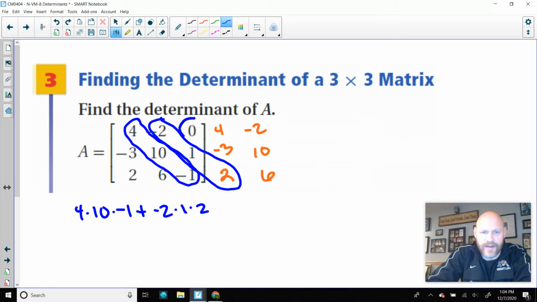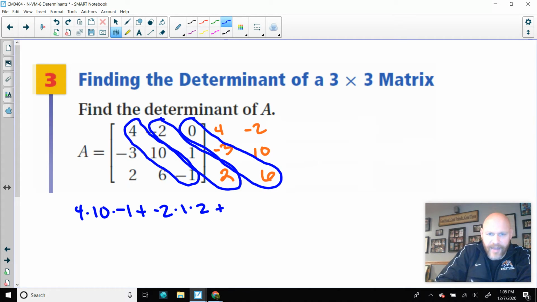Then we'll grab the next set of numbers. This will be easy because it's 0. So 0 times -3 times 6. And we'll add that, plus 0 times -3 times 6.